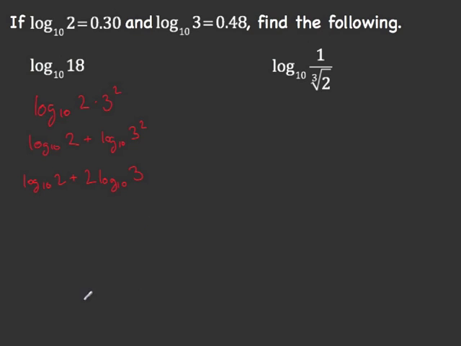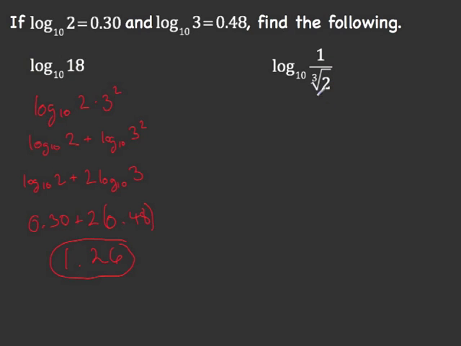Now, I give you the log base 10 of 2, which is 0.3. So that's 0.30 plus 2 times 0.48. You multiply this out, add the 0.3, you end up with an answer of 1.26. So there's your answer. If I raise 10 to the 1.26 power, I'll get close to 18. The reason I say close is because these are approximate values, so it may not be perfect, but it's close enough.